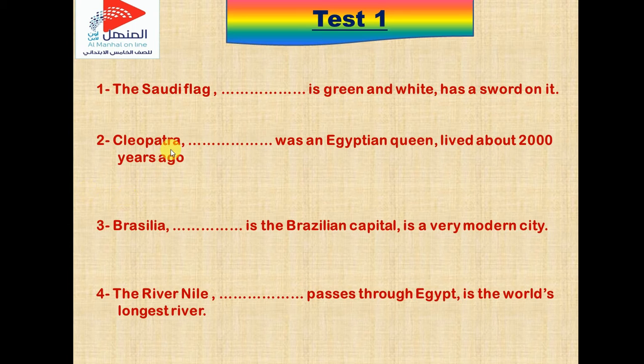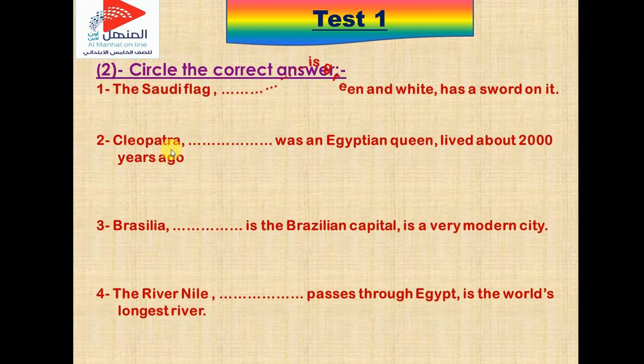Here in the question, you have three choices, and you're going to choose the correct answer. Let's see the first one. The Saudi flag, blank, is green and white, has a sword on it. Here, the subject is the Saudi flag, which is non-person. All right. So for a non-personal subject, we use which or that. Here we have which, who, where. We cannot say the Saudi flag who or the Saudi flag where, because we use where after a place, all right, to talk about a place. So here we have to use which. Excellent. So the Saudi flag, which is green and white, has a sword on it.